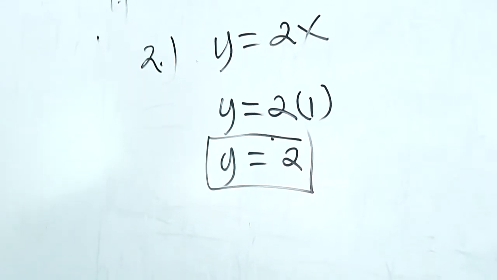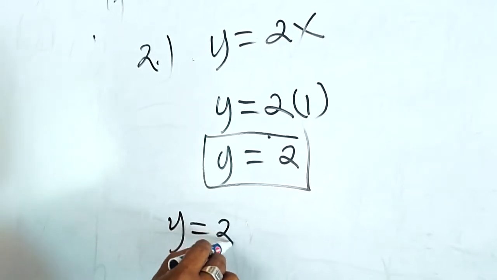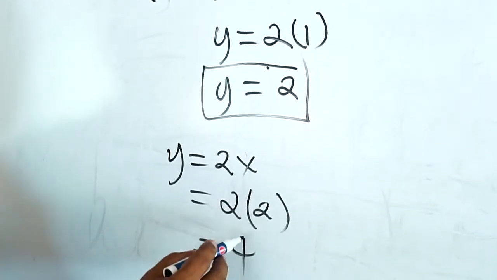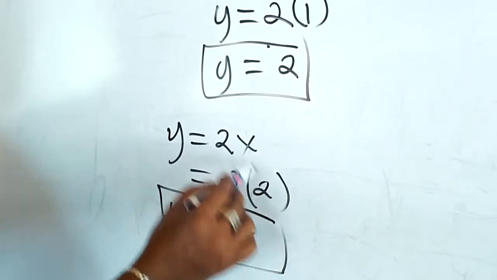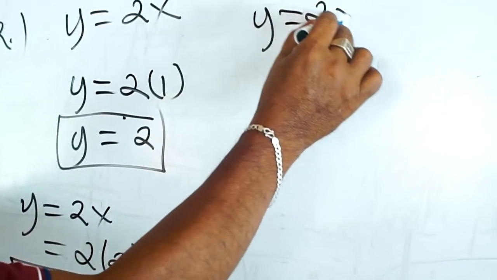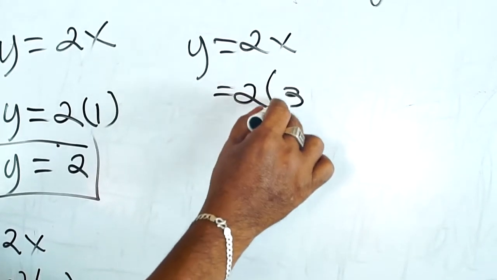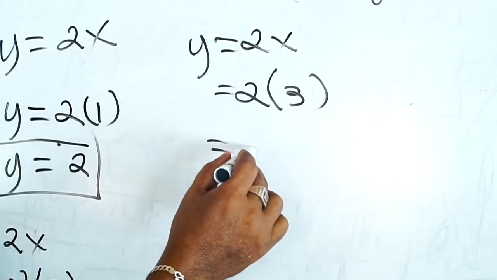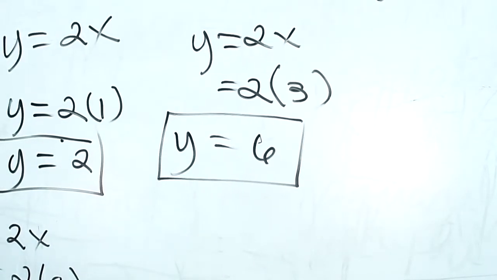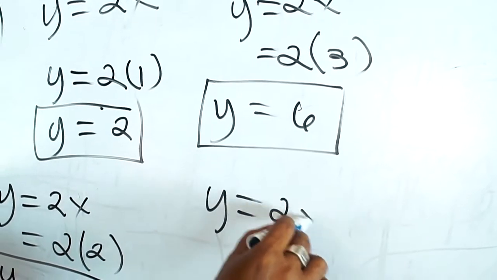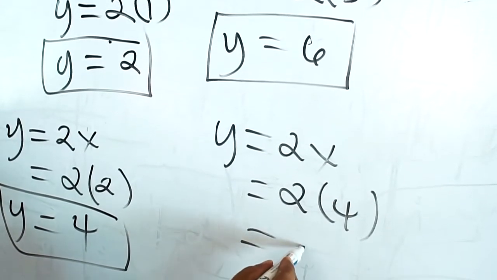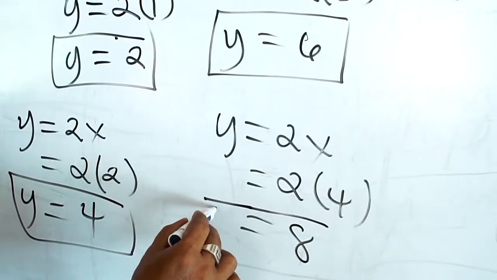Then let us solve the second term. Y is equal to 2x, then we have 2 multiplied by 2, which is equal to 4. 4 is the second term. Then next, solve the third term. Y is equal to 2x, that is 2 multiplied by 3, so the product is 6. So 6 is the third term. Then last, the fourth term. Y is equal to 2x, that is 2 multiplied by 4, so the fourth term is 8.